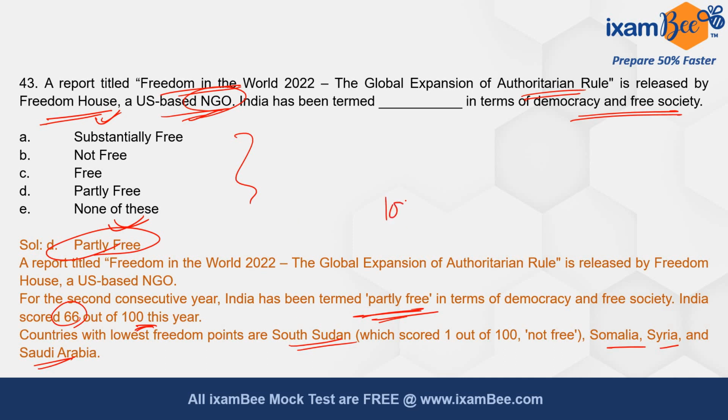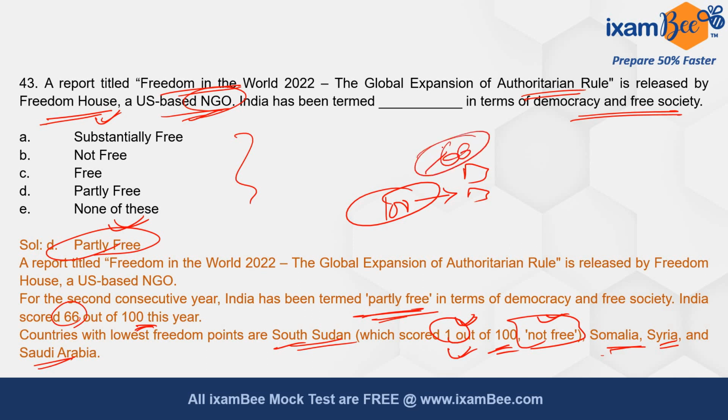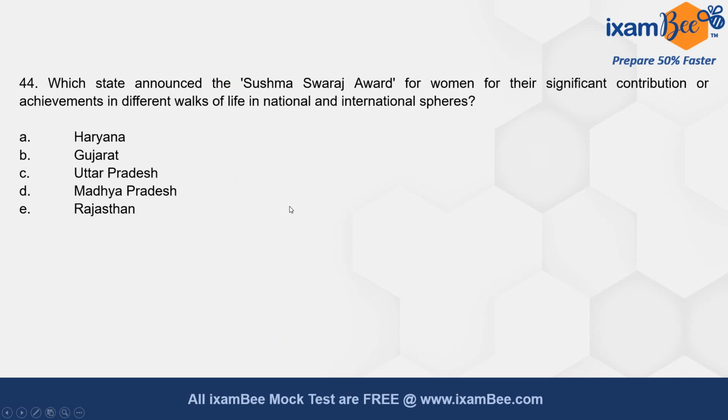तो 100 का स्कोर रहता है, आउट ऑफ 100 कंट्रीज आर अलॉटेड सम स्कोर. यहाँ पे देख सकते हो साउथ सूडान, इसे बस 1 ही मिला है आउट ऑफ 100, नॉट फ्री, नॉट एट ऑल फ्री. Then Somalia, Syria, these are the lowest ranked countries. So India has got 66 and it is considered as partly free.